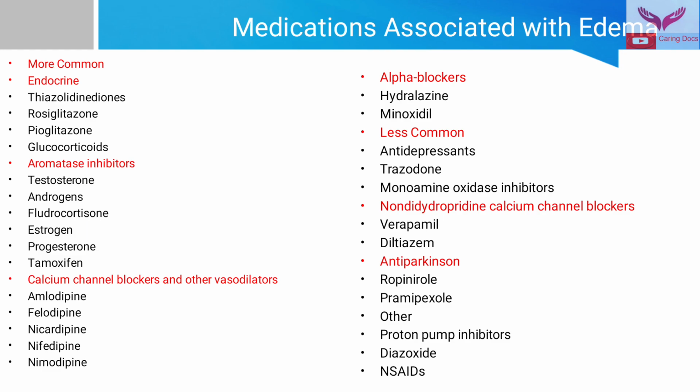The important drugs which cause edema on prolonged use, the more common ones, are thiazolidinediones, rosiglitazone, pioglitazone, glucocorticoids, aromatase inhibitors, testosterone, androgen, fludrocortisone, estrogen, progesterone, tamoxifen, various calcium channel blockers like amlodipine, felodipine, nicardipine, nifedipine, nimodipine, vasodilators like hydralazine, minoxidil. They all contribute to edema, peripheral edema.